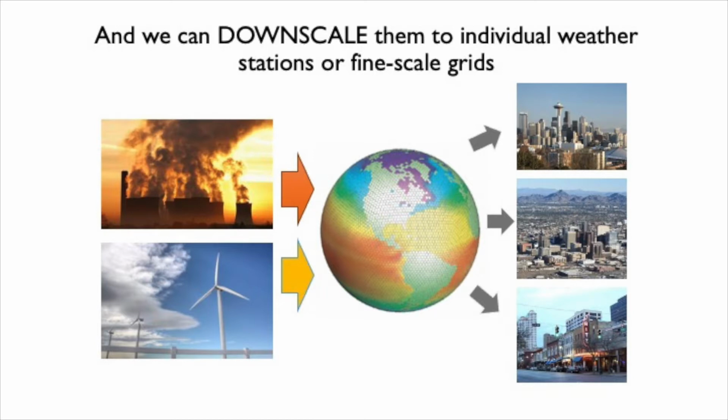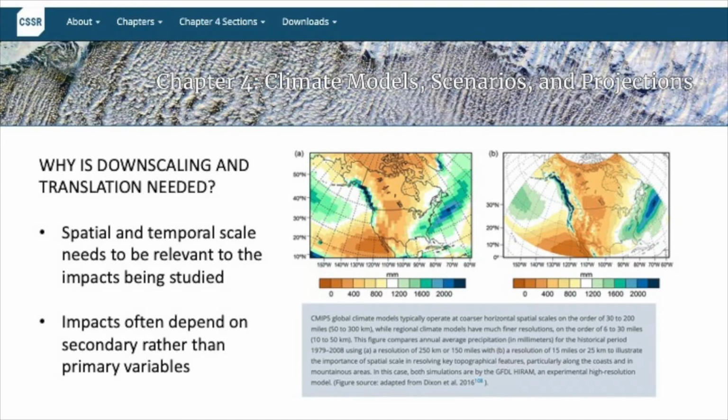So I've already referred you several times to Chapter 4 of the National Climate Assessment, and I would continue to refer you to it because it unpacks a lot of what I talk about in more detail. But in a nutshell, why do we need to downscale and translate, which we don't often talk about, why do we need to downscale and translate the output from global climate models? We need to do it for 2 reasons. First of all, the spatial and temporal scale of the output from the average global climate model is not what we need to look at a lot of impacts.